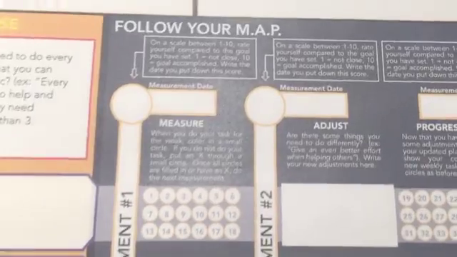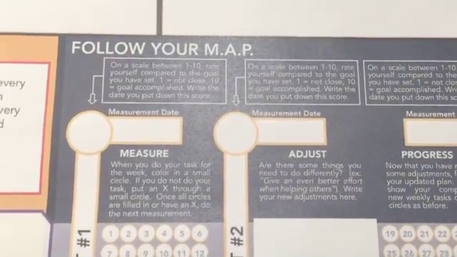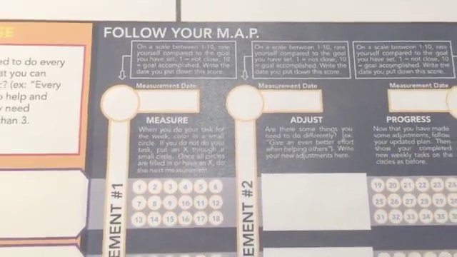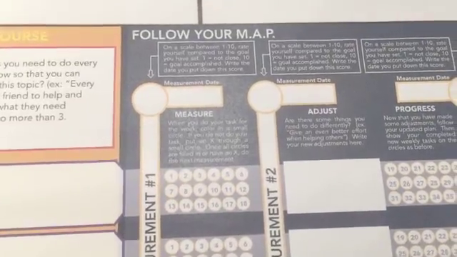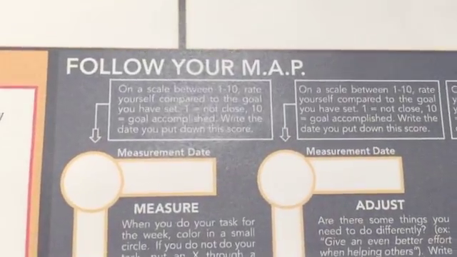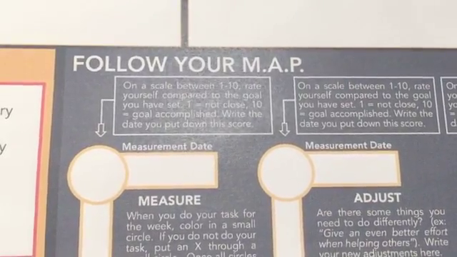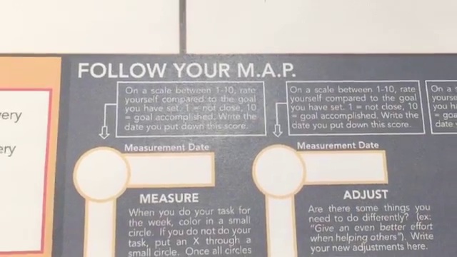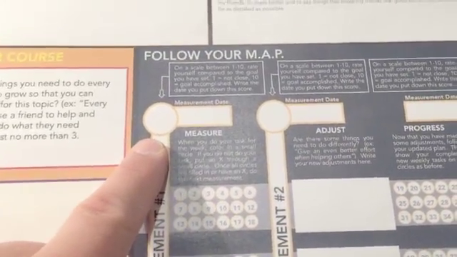Then the next thing they're going to do before we actually begin evaluating is they're going to begin by measuring where they are today. So you're going to write here today's date, the date that you start using this tool. And in this circle, you're going to write a number on a scale from 1 to 10. Now, these instructions are here in the manual. On a scale between 1 and 10, rate yourself compared to the goal you have set. 1 equals not close, 10 equals goal accomplished. Write the date you put down the score. So here on a scale from 1 to 10, they're going to measure themselves.